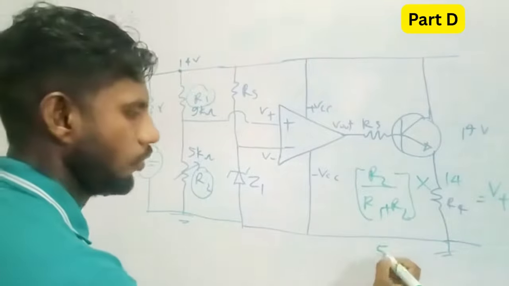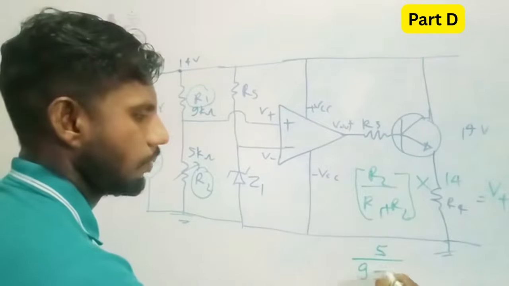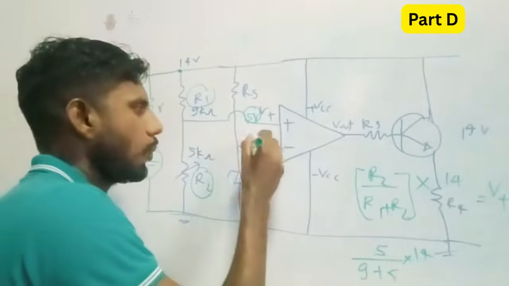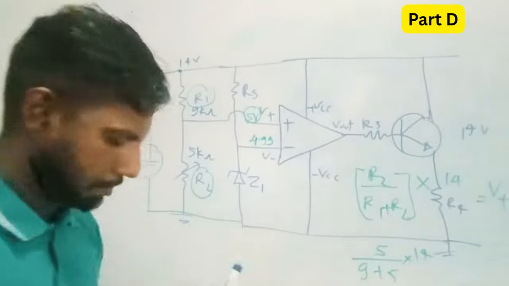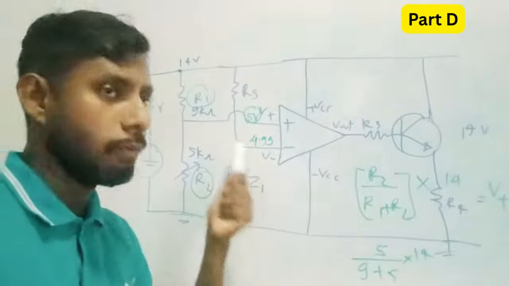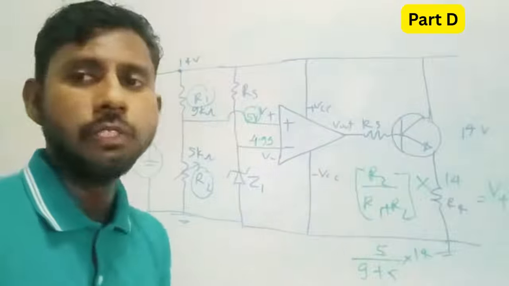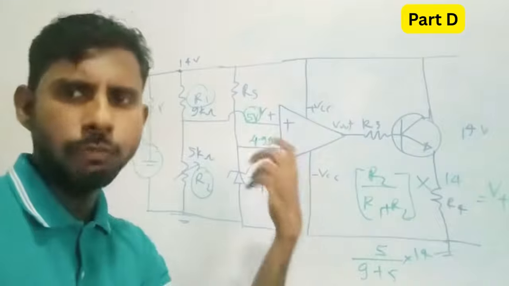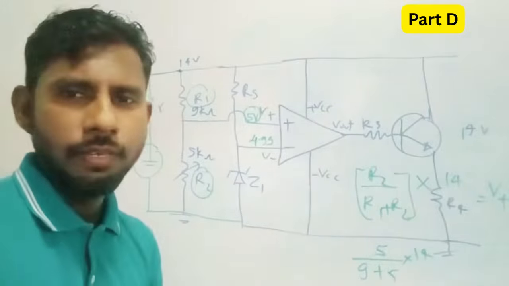So R2 is 5, R1 is 9, so 5 over 9 plus 5 into 14, easily simplified, it's 5 volt. Right, now we know the potential here is 5 volt. Students, if the potential here is 4.99, the potential difference will be 0.01. The output potential will be a positive value. If it's 4.999, still there's a small positive potential difference. Here it will be a positive value.